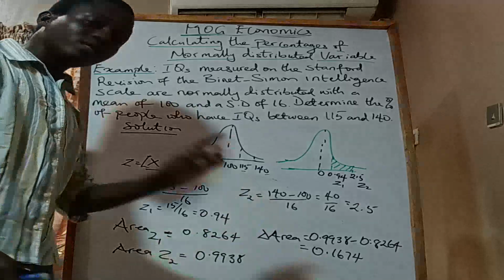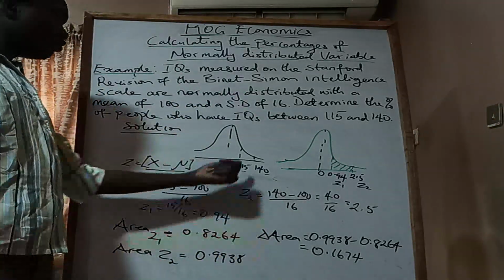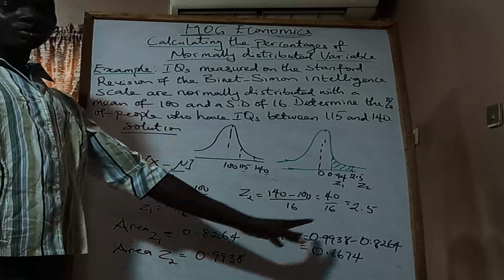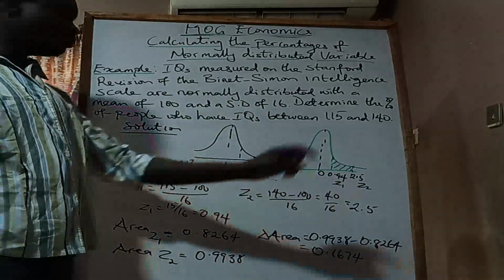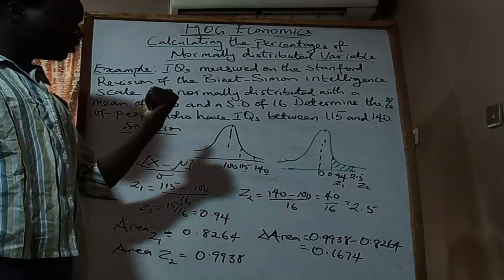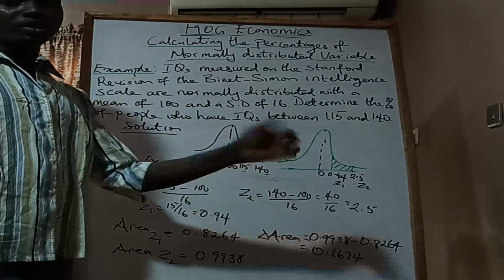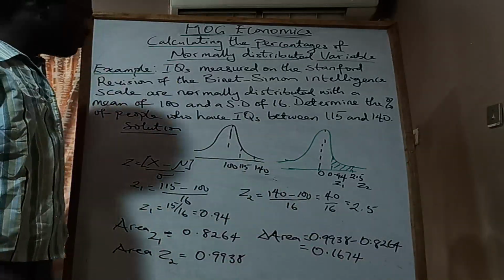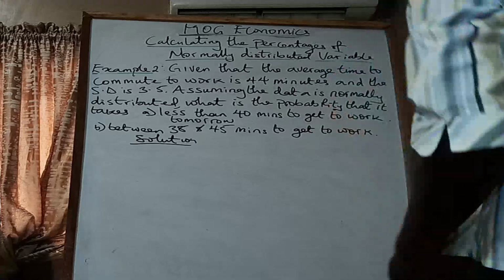Again, the probability of selecting someone at random who has an IQ between 115 and 140 is 0.1674, or 16.74% of the people have an IQ between 115 and, have I been saying 114? Sorry, 115 and 140. Settled. All right, so I think we have about two more questions to go, of a different kind.